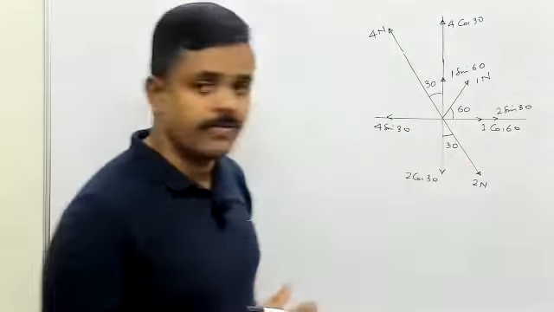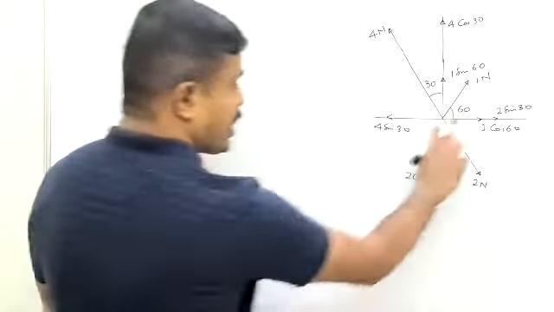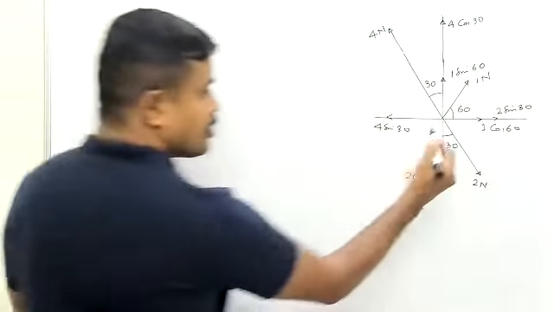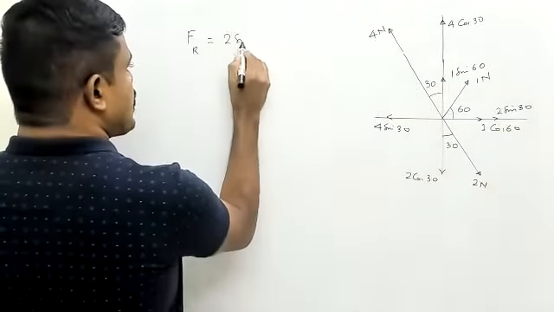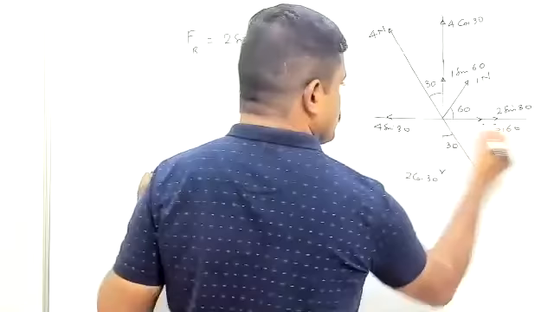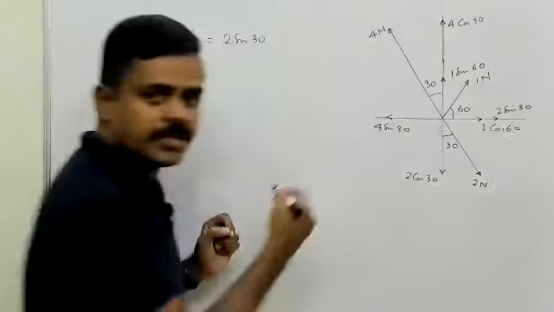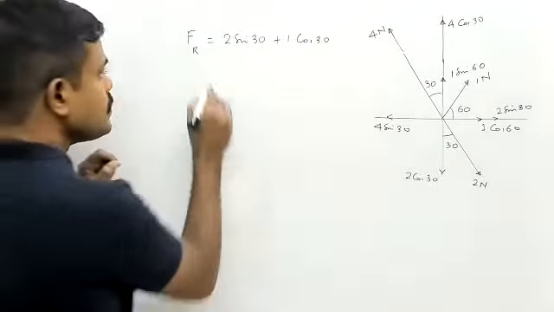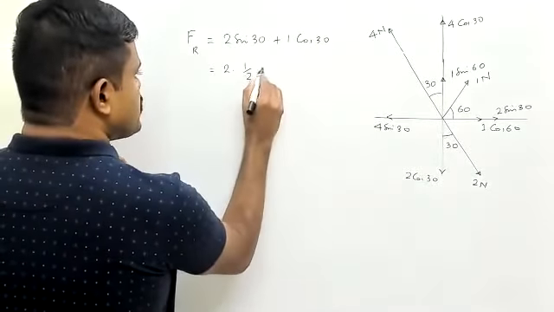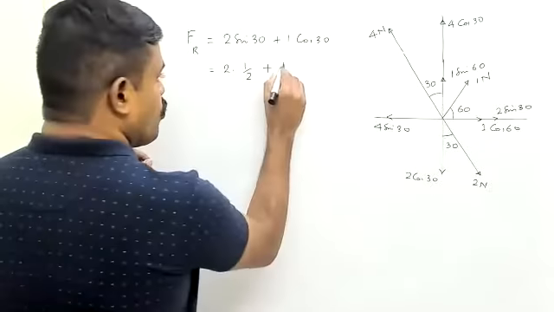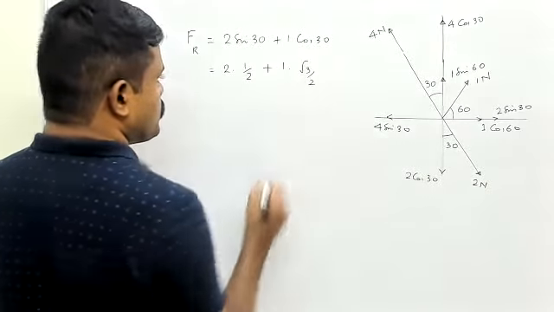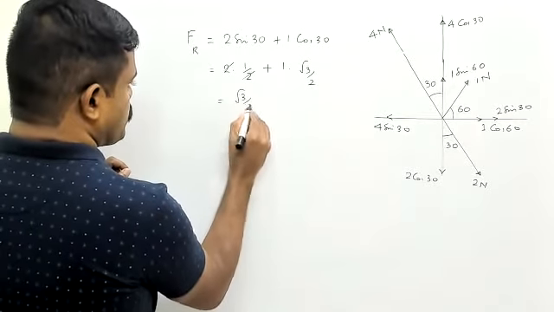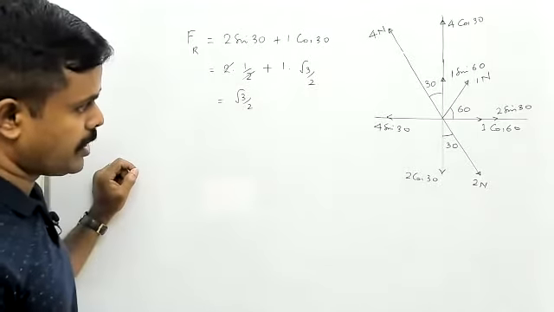So what are the forces in the x direction? Force to the right: there are 2 components there. 2 sin 30 is there, then 1 cos 30 is there. Plus 1 cos 30. What do we get? 2 into sin 30 is 1 by 2, plus 1 into cos 30 is root 3 by 2. So if I cut this and this, I get root 3 by 2. So force to the right is root 3 by 2.